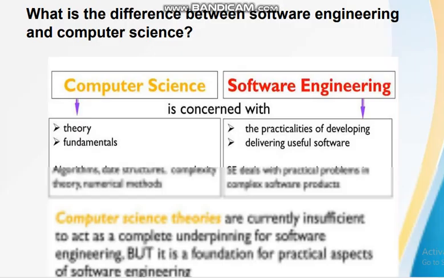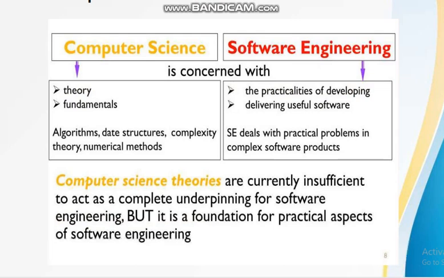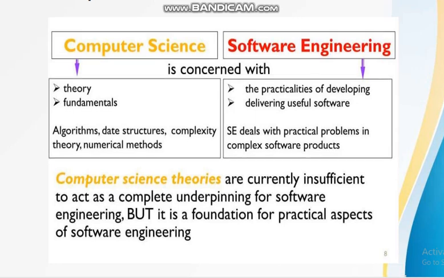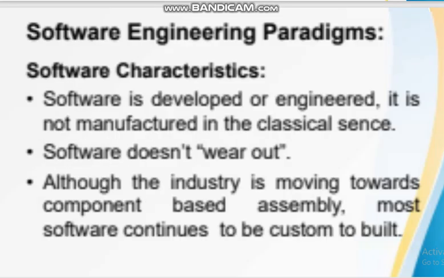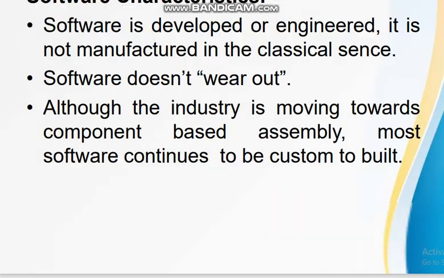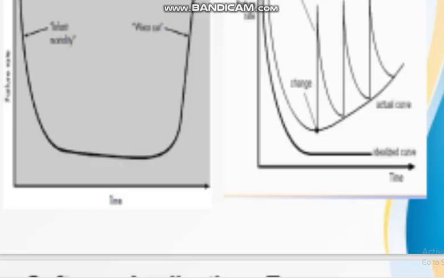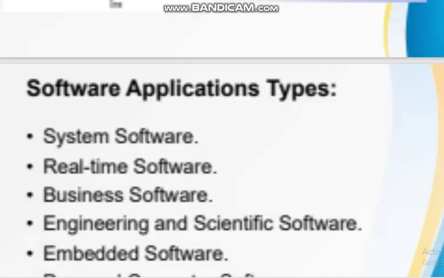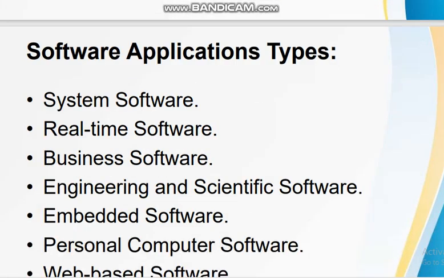What are the characteristics of software? The characteristics are, we can say, engineering, it is not manufacturing in the classical sense. So for the application types, there are some different types of software: embedded software, personal computer software, web-based software, system software, artificial intelligence software. All these are software attributes basically.